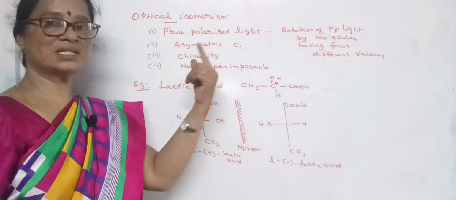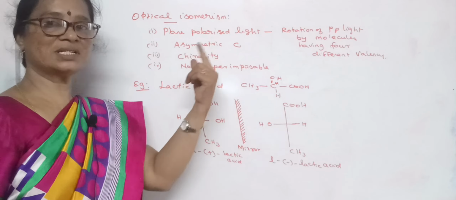So, what are the conditions required for compounds to exhibit optical isomerism? First thing, the carbon must be an asymmetric carbon. What is known as an asymmetric carbon? It should not have a plane of symmetry.